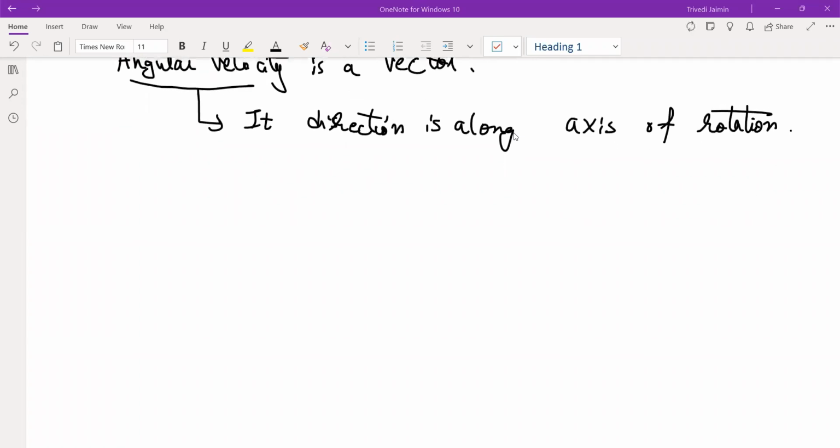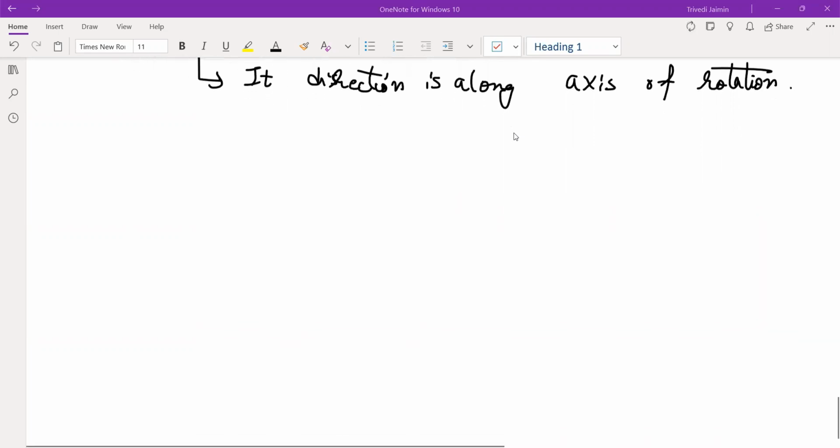So in the same manner, direction of rotation also we can find by curling of fingers, like the right-hand thumb rule we used to do, right? We were using it for finding magnetic field. Same manner. Let's try this question.